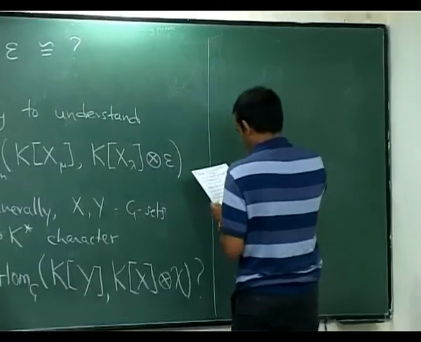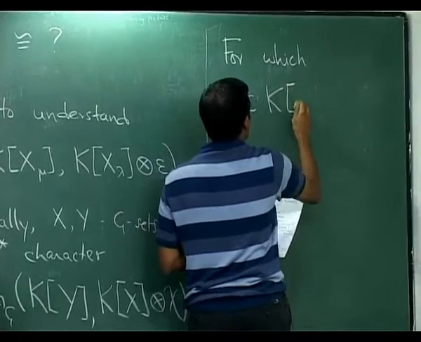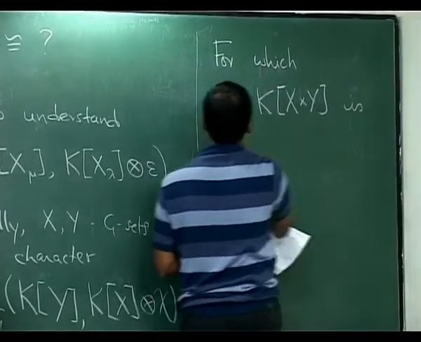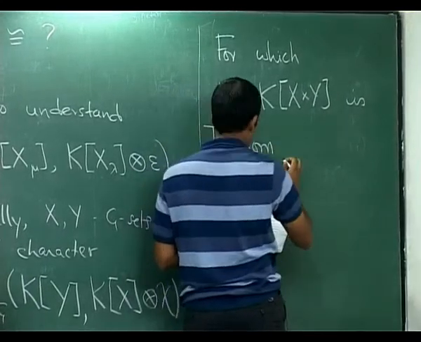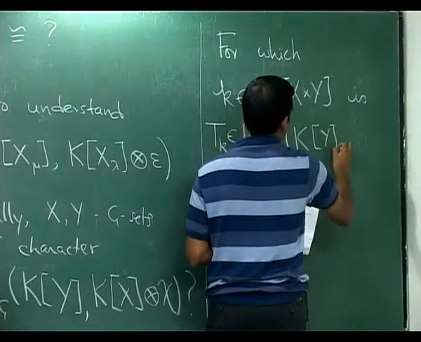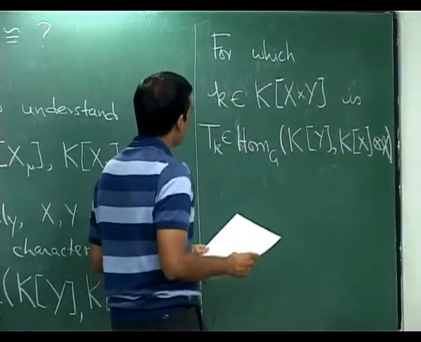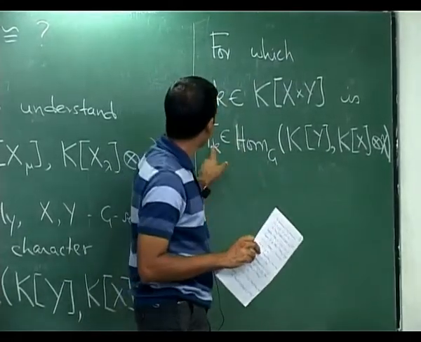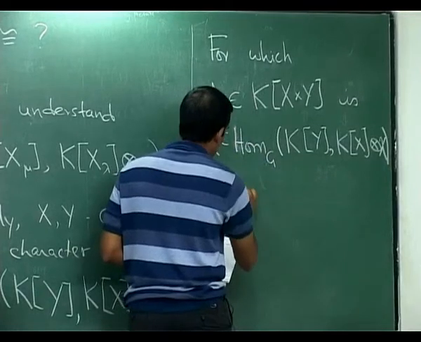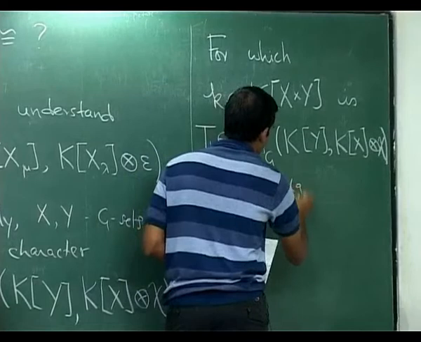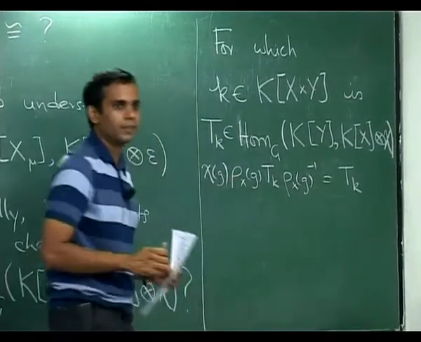So, you can translate the question into: for which k in k[X cross Y] is T_k in Hom_G(k[Y], k[X] tensor chi). And the analysis goes very much as before. Let us just write down what it means to be a G intertwiner. It means that, well, earlier we had rho_X(g) T_k rho_X(g) inverse is T_k. Now, we have to put in this chi(g) here. That is the only difference compared to what we had before.